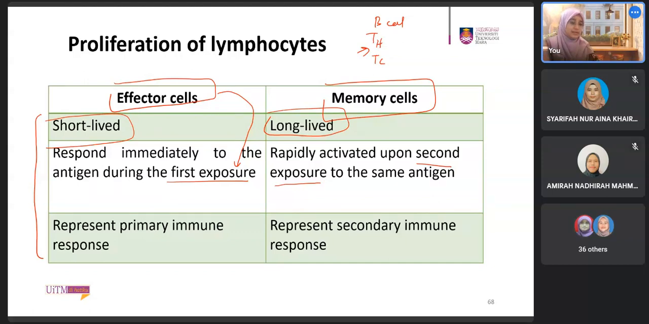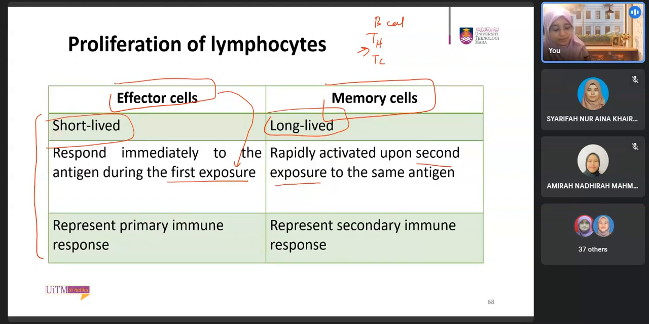So awak boleh kena serangan virus tu berulang-ulang kali, kan. So bila awak kena first time, maybe you will get sick. But if you are infected by the same virus, your body has the memory cell to protect your body against the virus. So when the virus enters your body for the second or subsequent time, you will not get sick because your body can now immediately produce antibody against the pathogen.